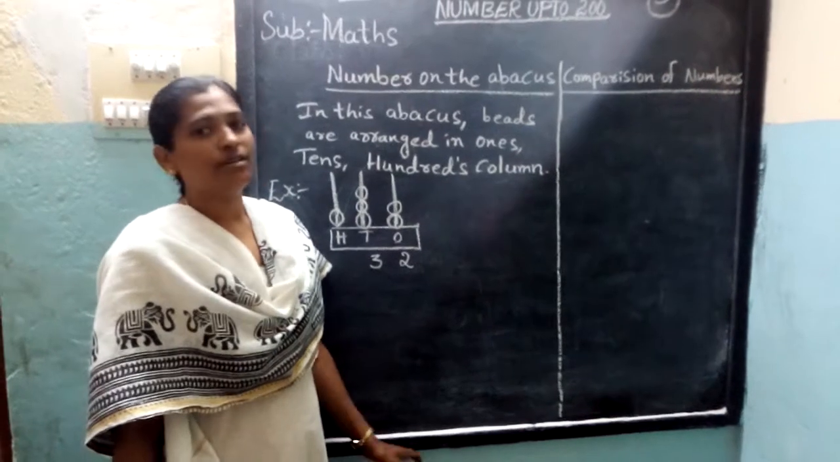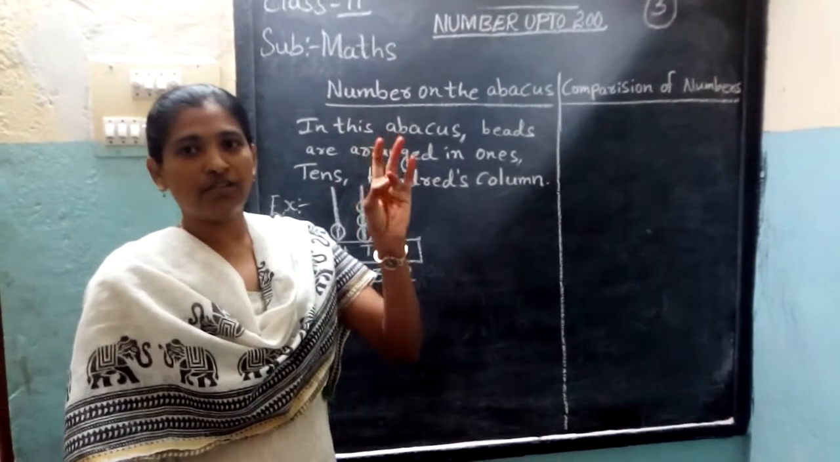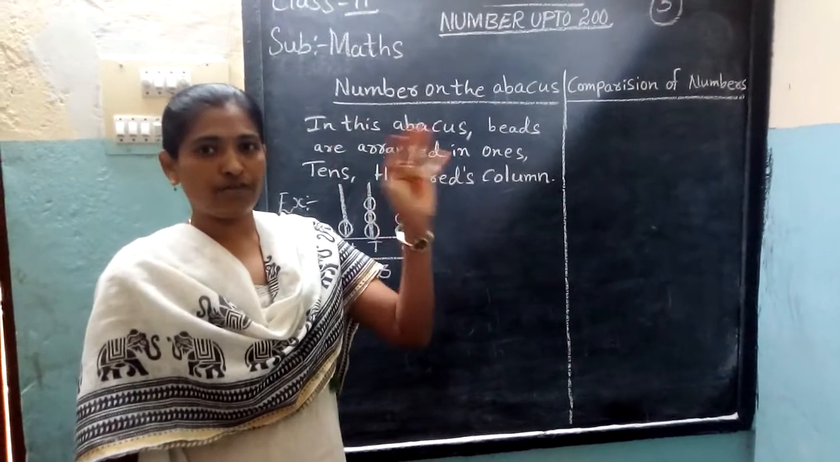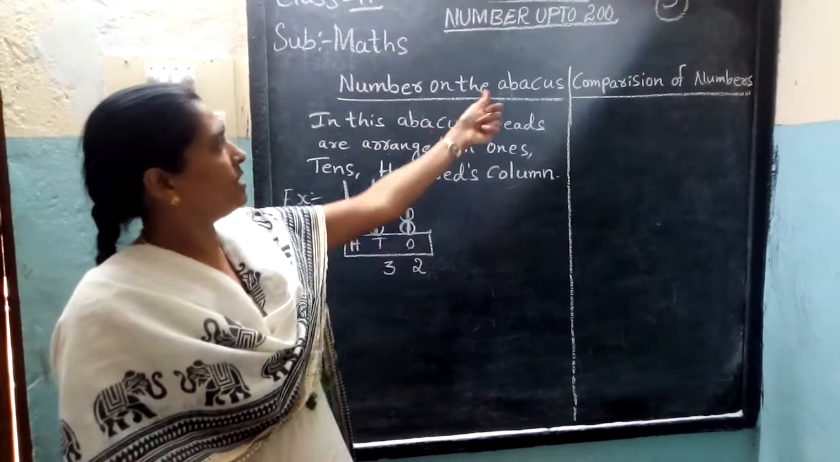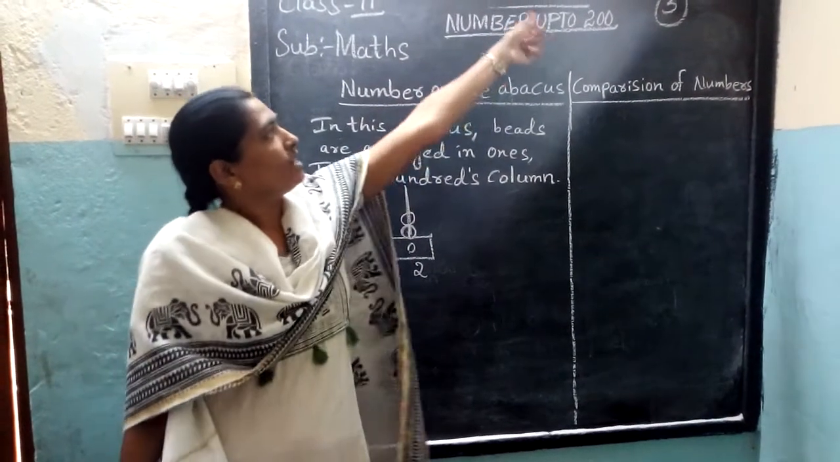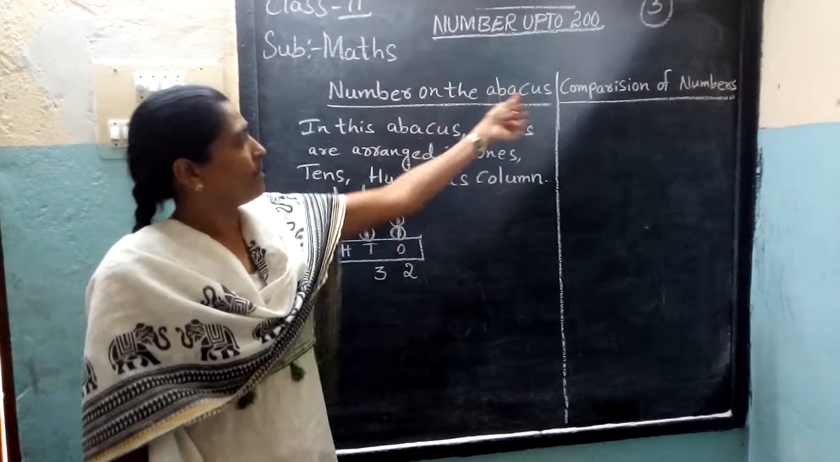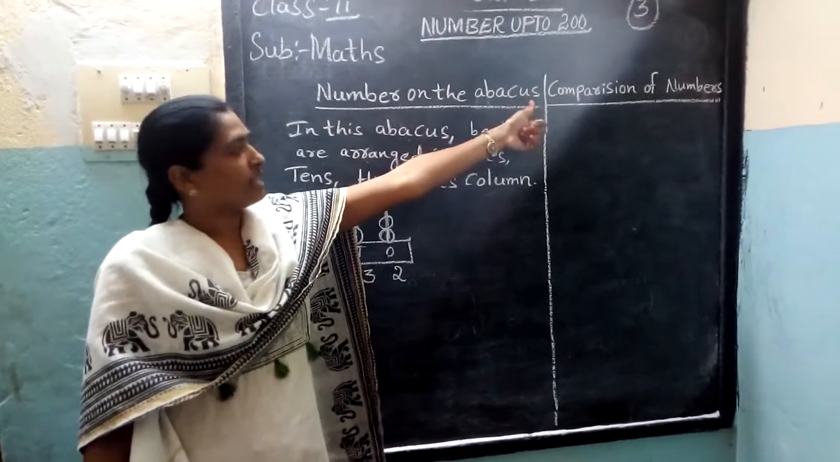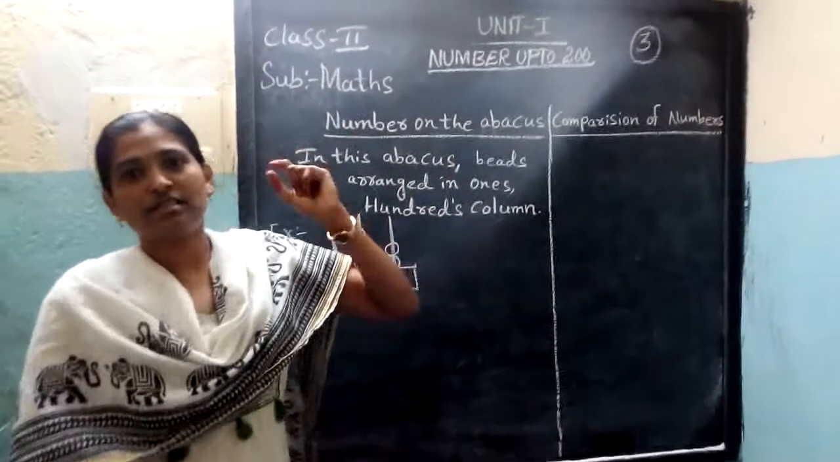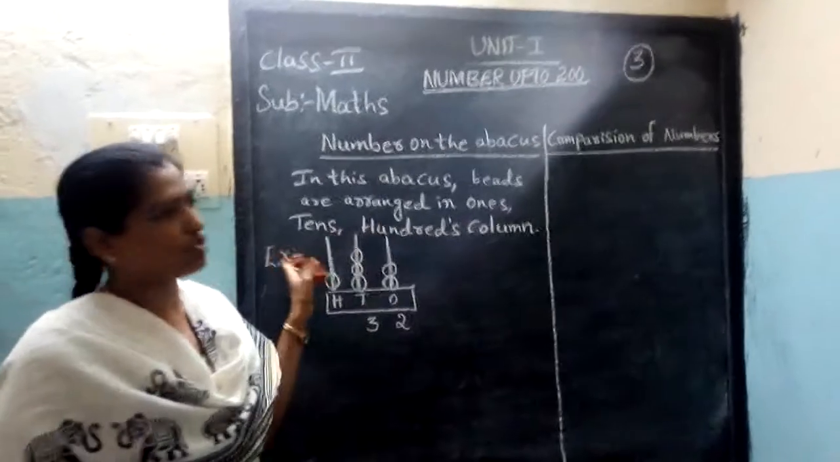We have learned face value, place value, expanded form and short form. Now, next we are going to another topic, that is Unit 1, numbers up to 200. In this, we show numbers on the abacus. An abacus is nothing but circles, which we count in the ones and tens columns.